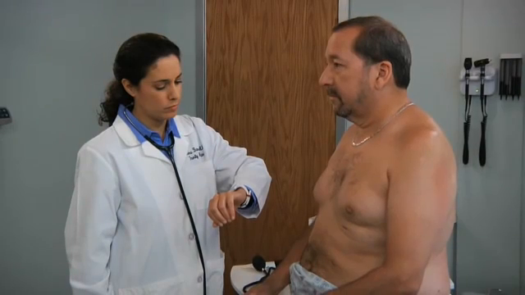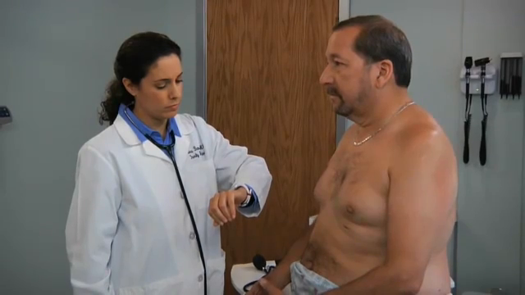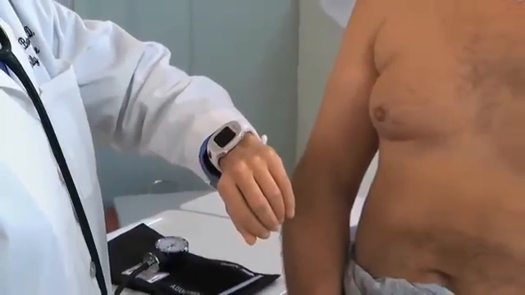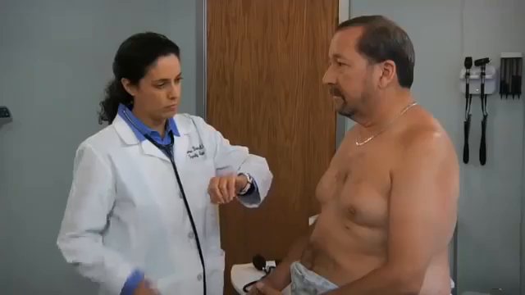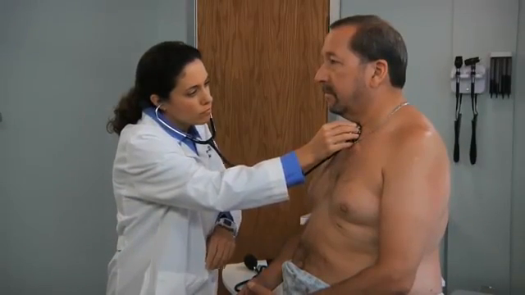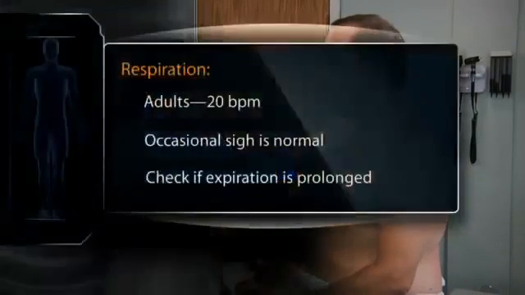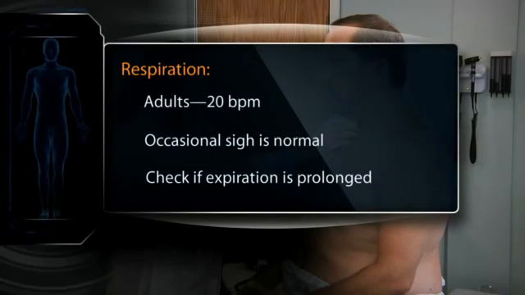Next, observe the rate, rhythm, depth, and effort of breathing. Count the number of respirations in 1 minute, either by visual inspection or by subtly listening over the patient's trachea with your stethoscope during your examination of the head and neck or chest. Normally, adults take approximately 20 breaths per minute in a quiet, regular pattern. An occasional sigh is normal. Check to see if the expiration is prolonged, suggesting COPD.